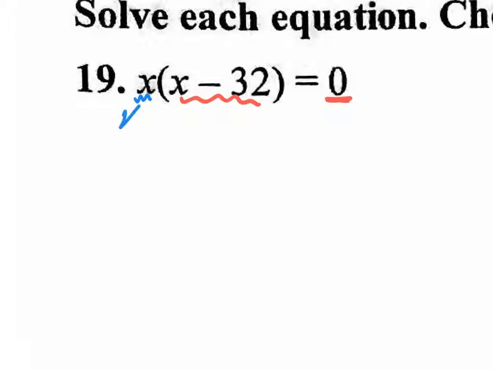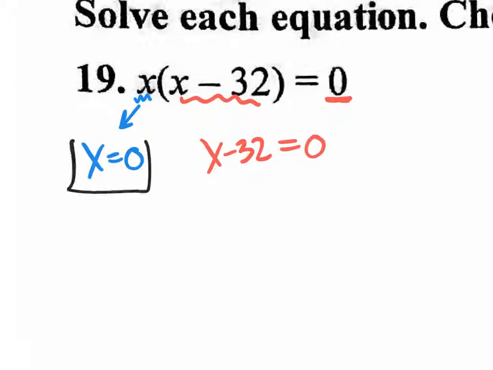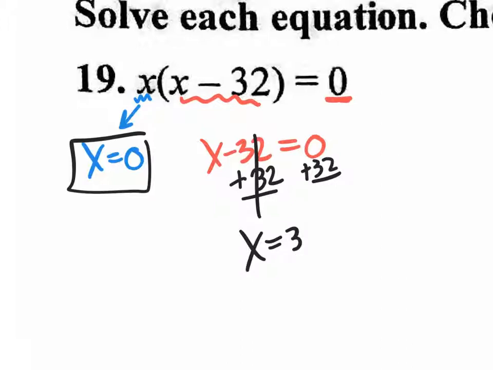So let's do that. The x could be 0. And the x minus 32 could also be 0. So let's solve both of them. This one's already solved for us. This one's going to be plus 32 plus 32. Your answer is x equals 32. And those are your two answers to number 19.